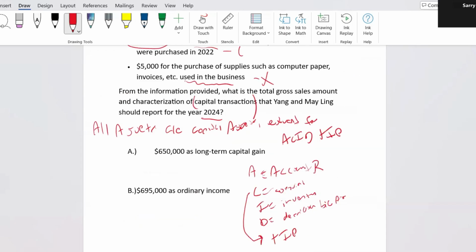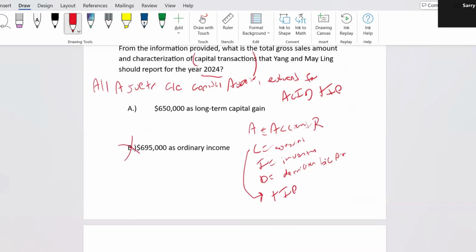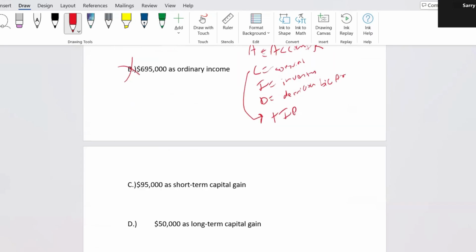$650,000 is a long-term capital gain. Yes, but let's see what else is there. $695,000 ordinary income. No ordinary income. We're talking about capital assets. It's $95,000 as short-term capital gain, and then $50,000. So we could also eliminate $50,000 as long-term capital gain on the bottom, because why?